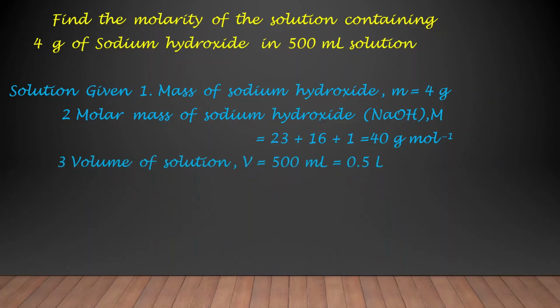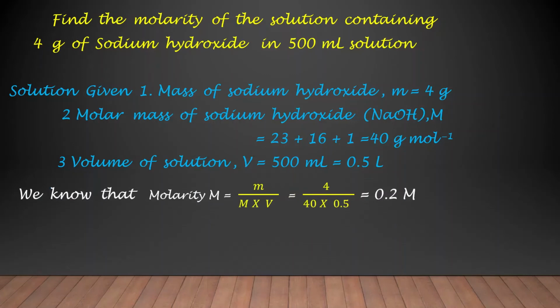Now this should be converted to liter by dividing this 500 ml by 1000. Okay, so 500 ml divided by 1000 will give 0.5 liter. Okay, and we know that the molarity, capital M, is equal to small m divided by capital M into capital V. So here the mass of sodium hydroxide, small m, is going to be 4 gram. The molar mass of sodium hydroxide that we have calculated is equal to 40 gram per mole, and volume is going to be 0.5 liter.